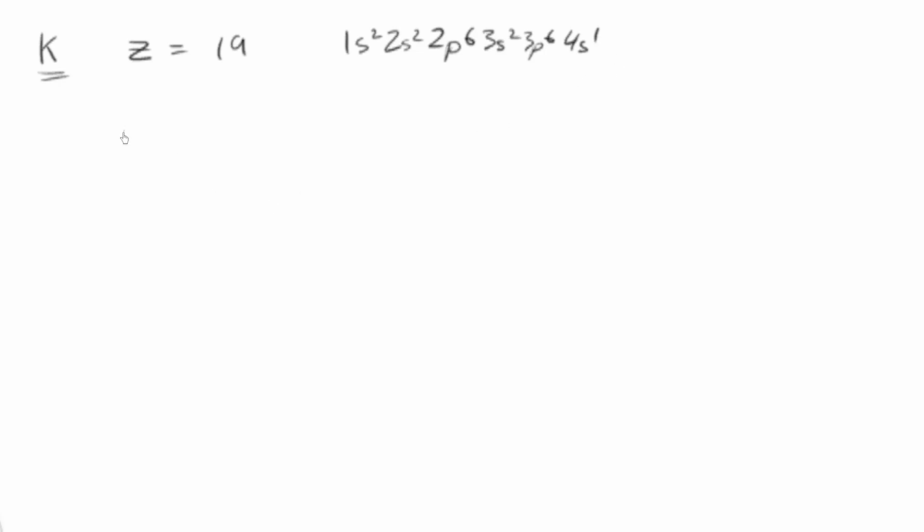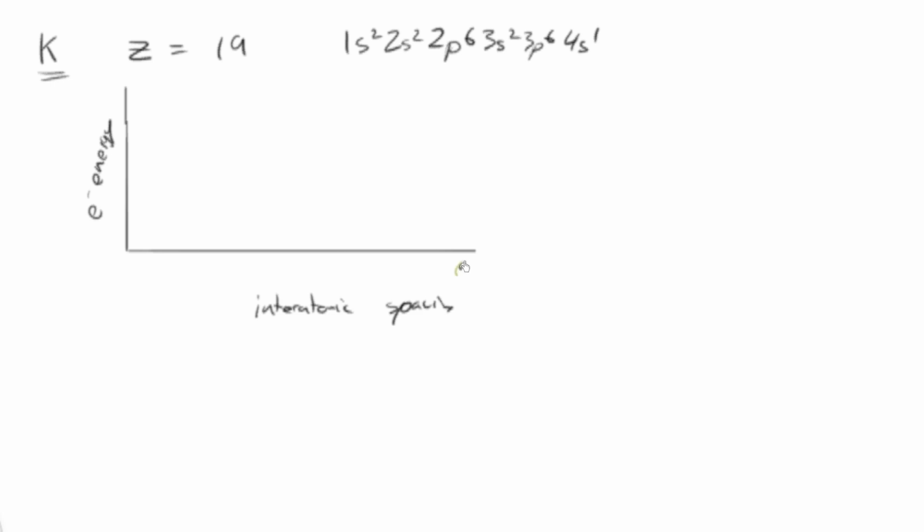Let's see if we can draw out the band structure for this. We've got the electron energy here on the vertical axis versus, why don't we do, interatomic spacing. That'll work well. Again, as we did in the previous video, we'll go from infinity here, and we'll bring it into R equal to R naught, the equilibrium interatomic spacing.